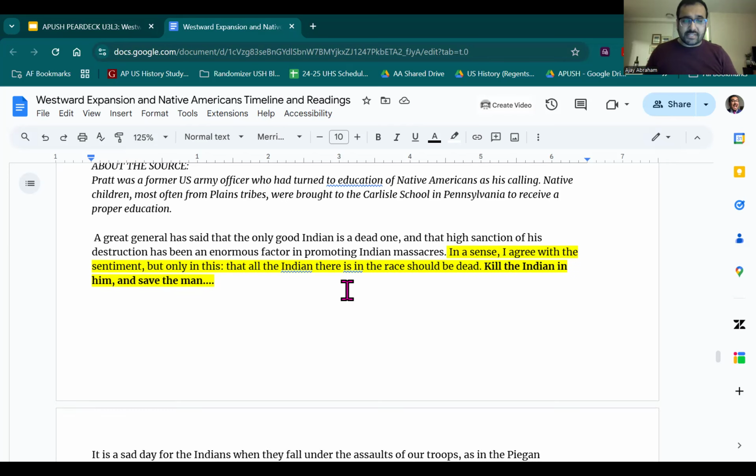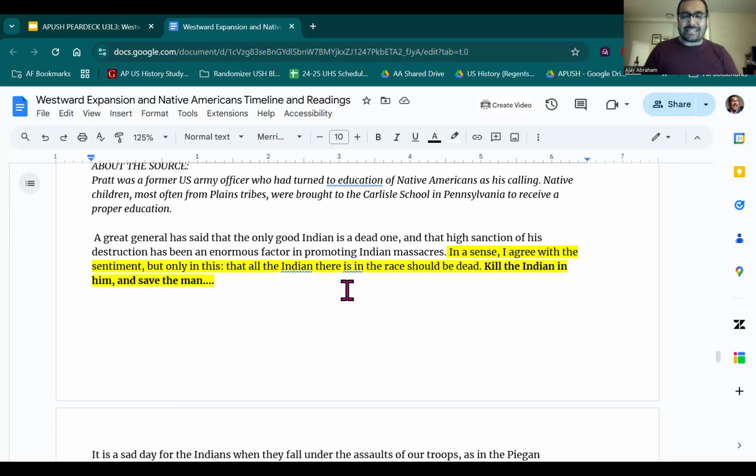He starts off by calling back to what was said in the 1860s and 1870s. A great general has said that the only good Indian is a dead one. It was actually a guy named Philip Sheridan, who was a Union Civil War hero. Okay, who says that, and Pratt is calling back to that, and Pratt doesn't actually agree, but he qualifies it.